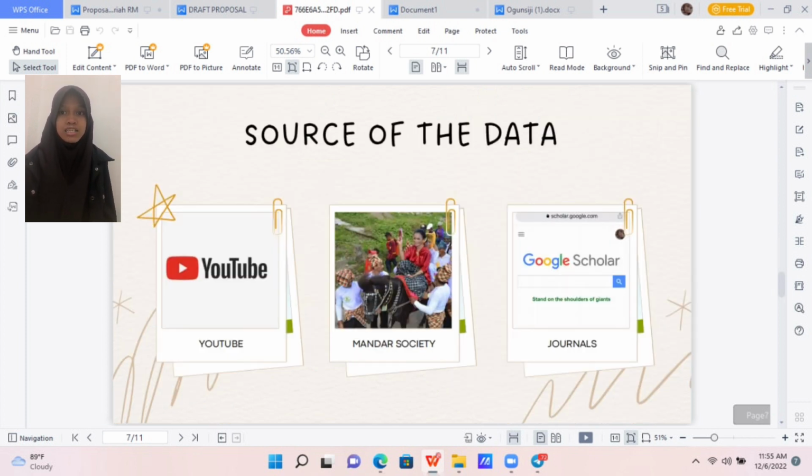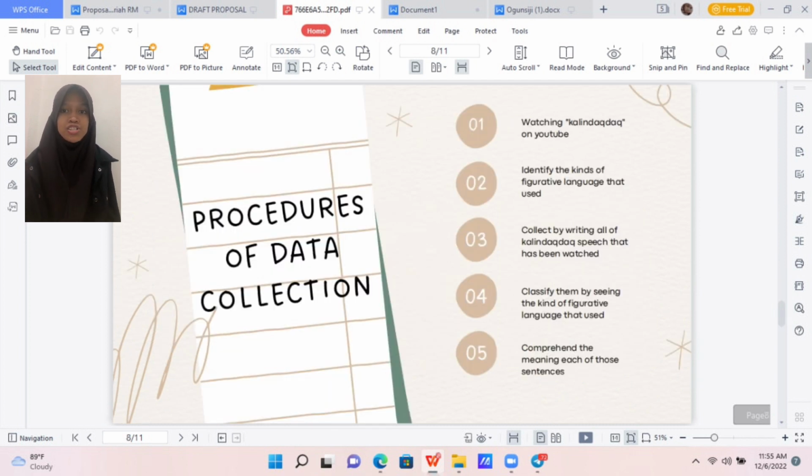The first source is YouTube, of course there are so many videos or speeches about Kalindada on YouTube, and then the second one is Mandar society, and honestly I am also from Mandar ethnic, so I also asked about Kalindada to my family in Mandar, and then the last is journals, of course. Yeah, I also use journals from Google Scholar. Okay, next slide is procedures of data collection.